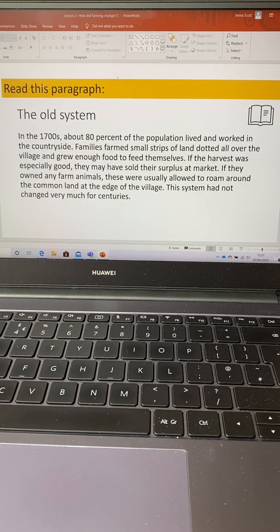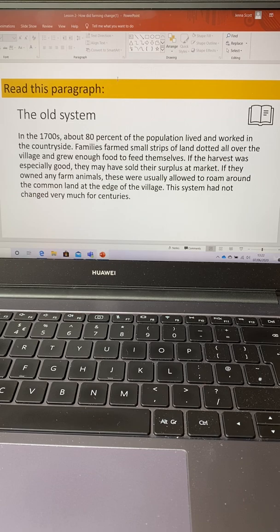Right, all you need to do with this is just have a read of it. Make sure you get your head round it, because once you've read it, you are going to need to do some tasks from this slide. So take your time, read it through, make sure you understand it.